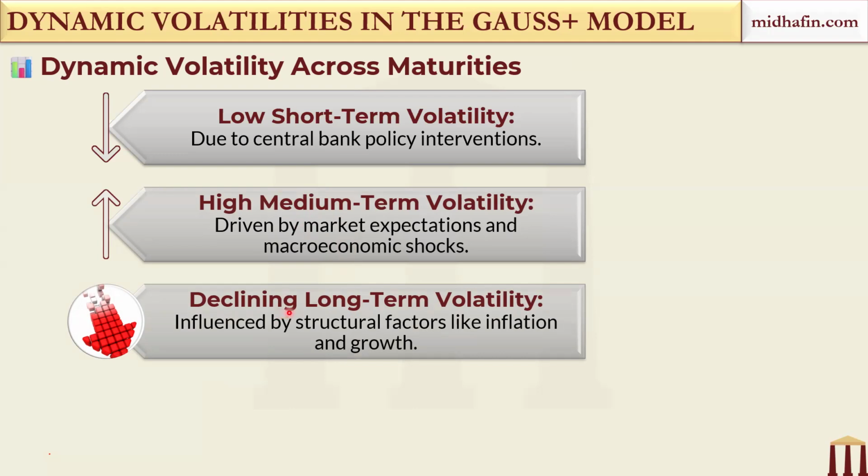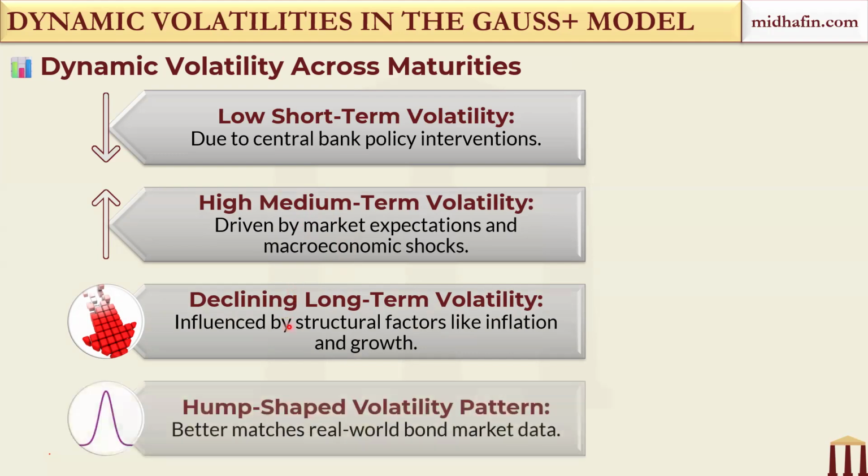So, what's actually cool about this? Which we'll see later on. In fact, when we see the estimation of parameters, we'll see the shape also. So the cool thing is that the Gauss plus model captures this hump shape volatility pattern that we see in the real world bond market data. Something which the Vasicek model simply cannot replicate.